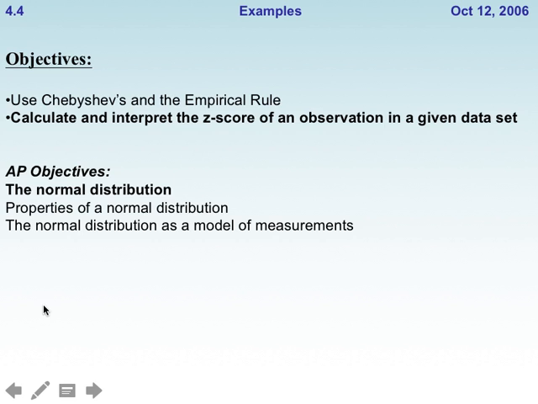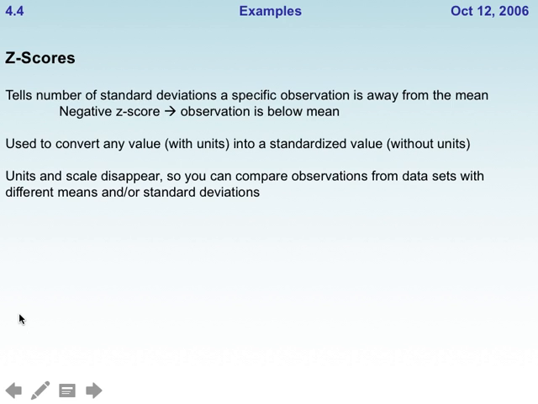Okay, so we're going to calculate and interpret z-scores, and then percentiles go along with that for any observation in a given data set. So first thing that we should talk about is what is a z-score. Don't copy down all of this. Copy down what's most important. A z-score tells you how many standard deviations an observation is away from the mean.